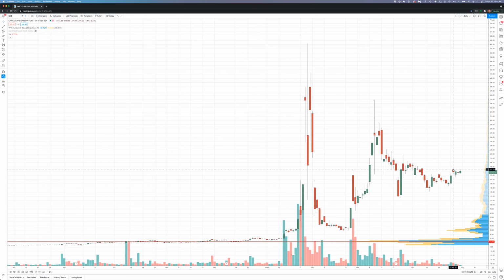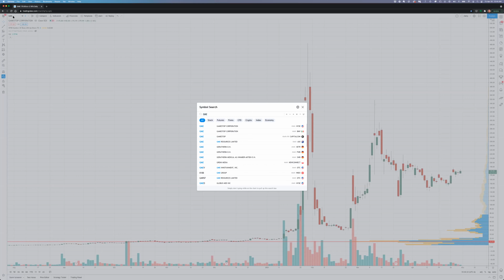And here's the thing: if an auction's going to go higher, what does it need? It needs more buyers, right? So when I see a profile that's very thin, I get suspect of its ability to go higher.